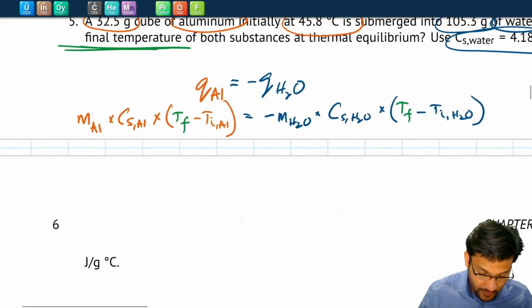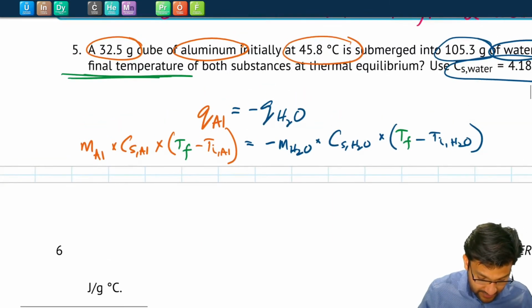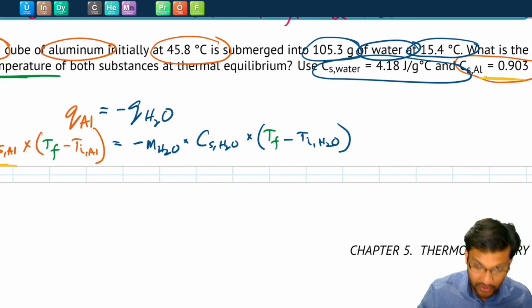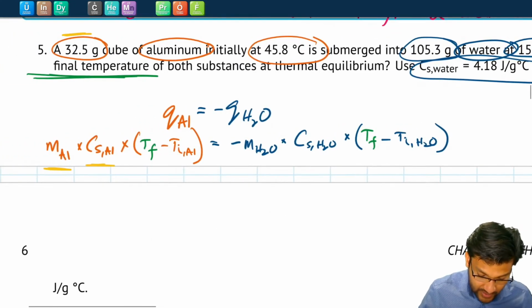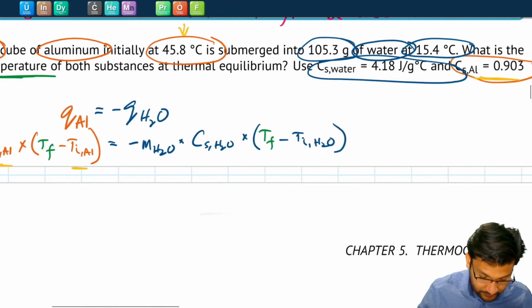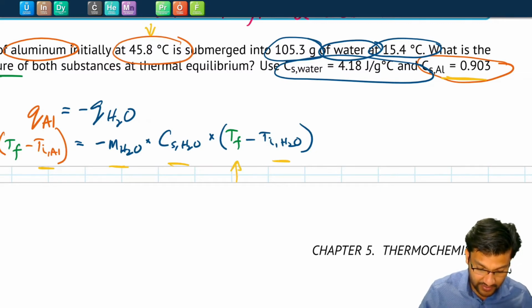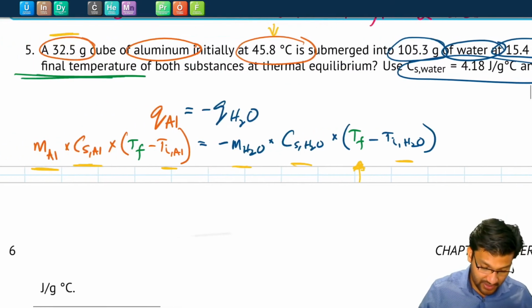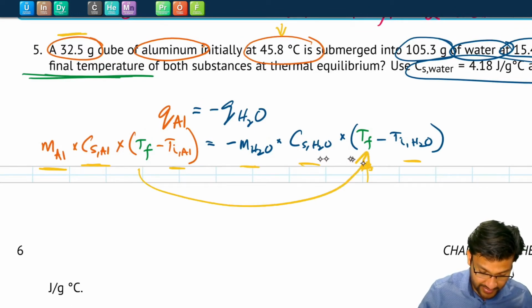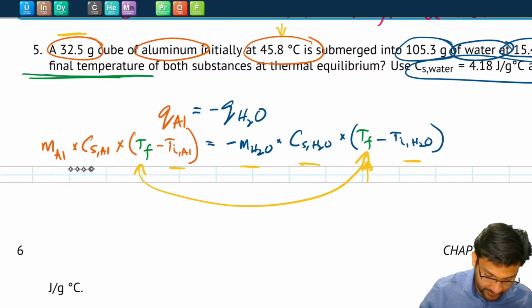So in this setup, if we examine this, we know that we have the mass of aluminum, it's right here. We have the specific heat capacity of aluminum, right? It's given right here, or you could look it up in a table. We have the initial temperature of aluminum, it's right here. We don't know the final temperature. On the right-hand side of the equation, we have the mass of water, the specific heat capacity of water, and the initial temperature of water. We don't know the final temperature. But because this is in thermal equilibrium, the two final temperatures are identical. So that's why I kept them in the same color. Okay.